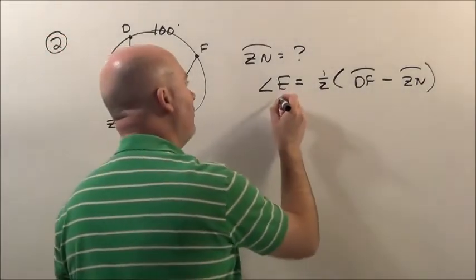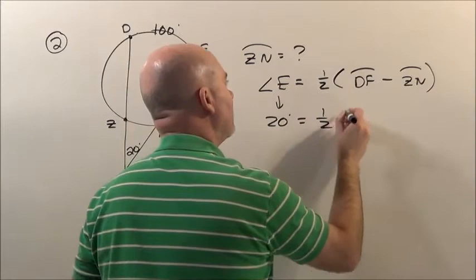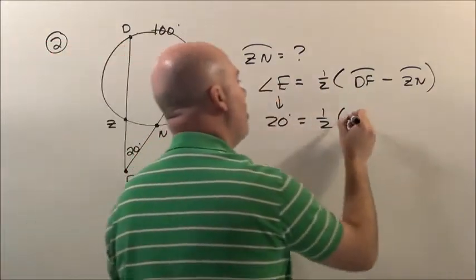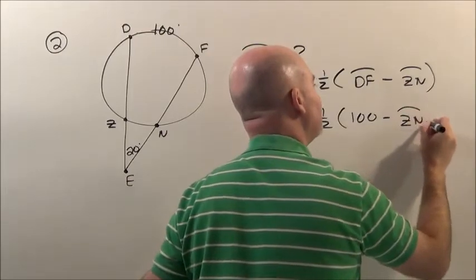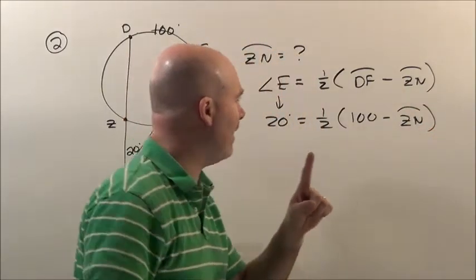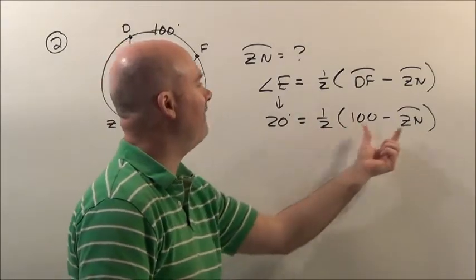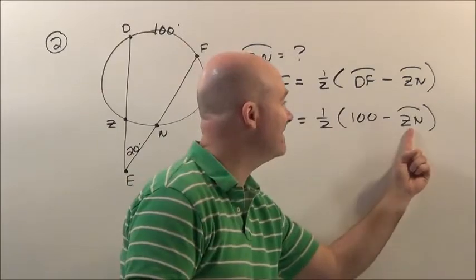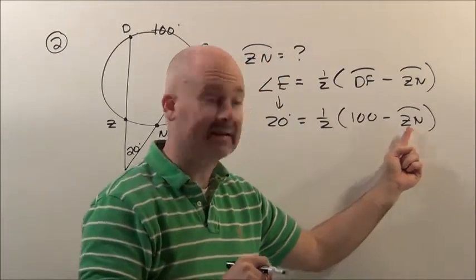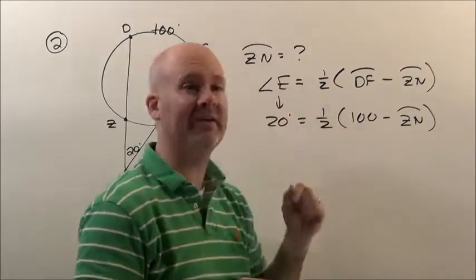Well, let's fill in what we have. We have angle E is 20 degrees. DF, it tells us, is 100. Minus, this is who we're trying to figure out, ZN. Now, a couple ways to do this, but if you think about it, half of what number is going to give you 20? Half of 40. So right away, I see that ZN in my head is 60. Because 100 minus 60 is 40, and half of 40 is 20. So I know the answer.